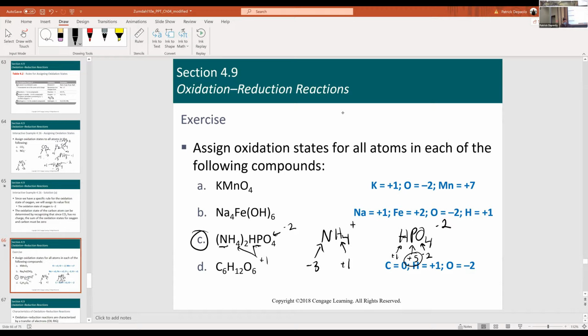So yeah, that pretty much covers it all. With that method, you should be able to figure out the oxidation state of anything. So we're going to use that now. Any questions on it before I continue?